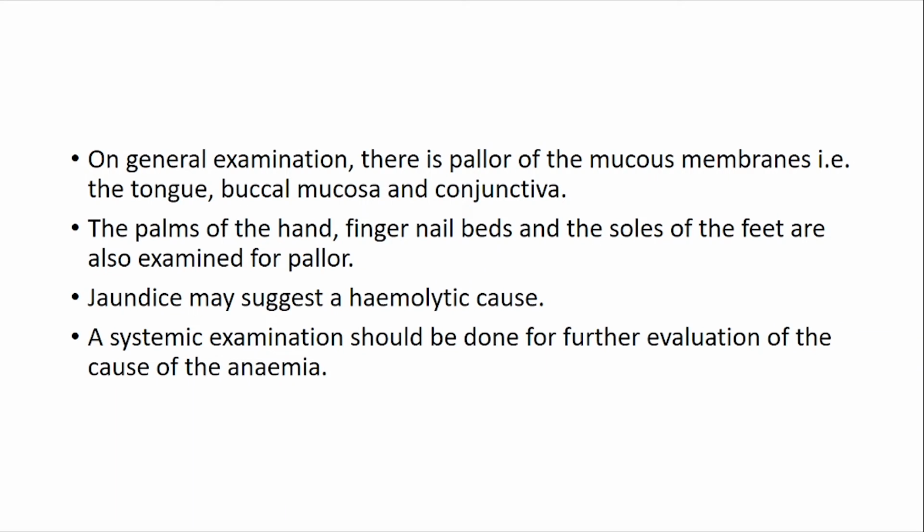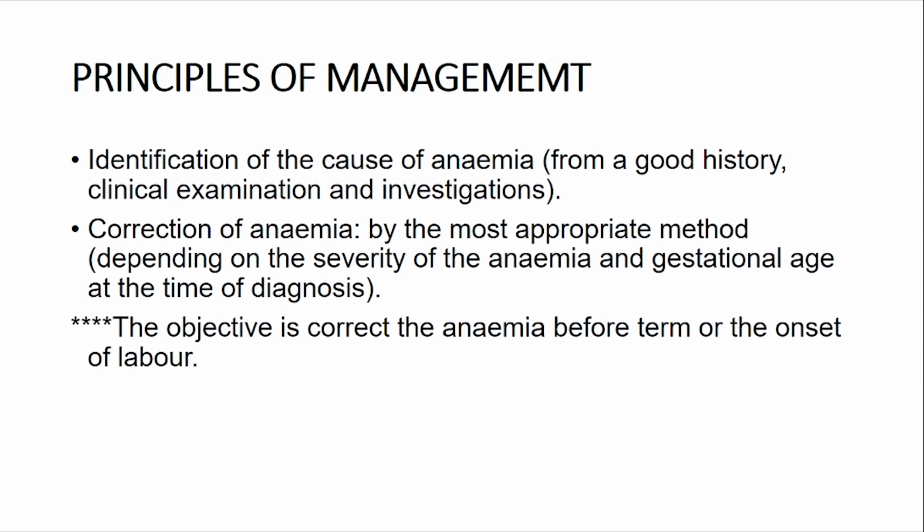On general examination, there is pallor of mucous membrane, and this can be seen from the examination of the tongue, from the buccal mucosa, and from the conjunctiva. The palms of the hand, fingernail beds, and soles of the feet are also to be examined for pallor, while jaundice may suggest a hemolytic cause, and a systemic examination should be done for further evaluation of the cause of the anemia.